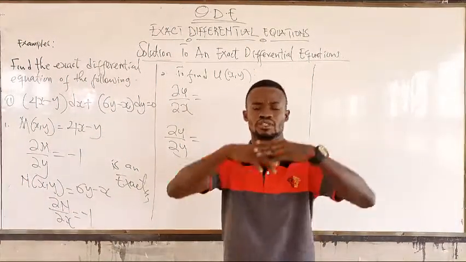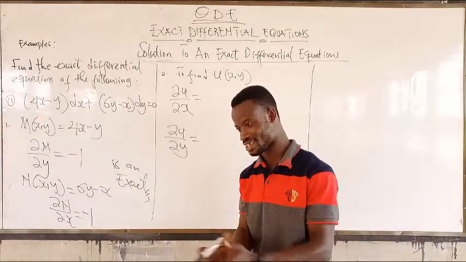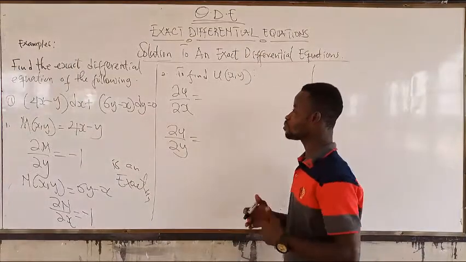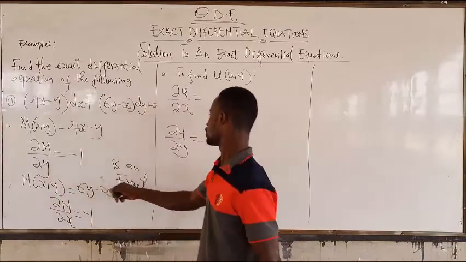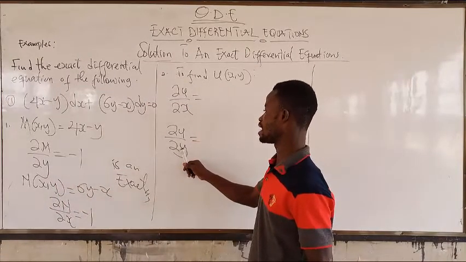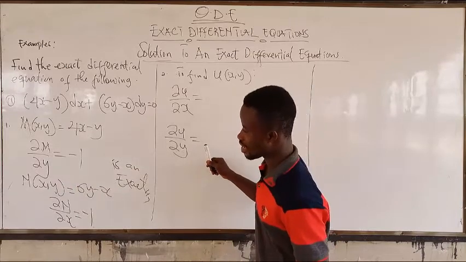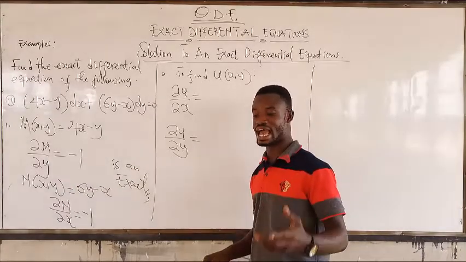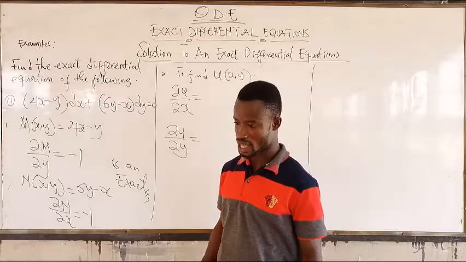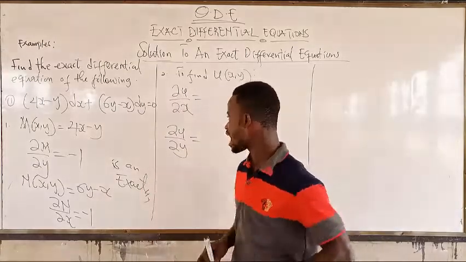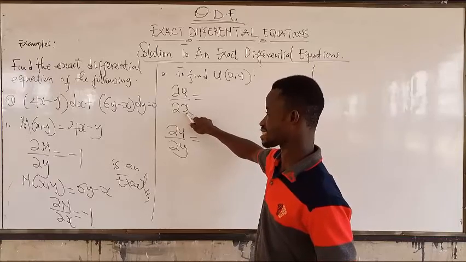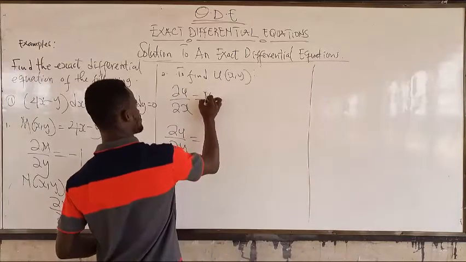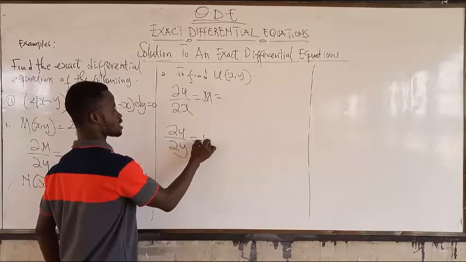And how do we choose? People think that since this is with respect to y, the one with respect to y here will be the M. That is a lie. But rather, the one that we are taking with respect to x is our M. And this is rather our N.